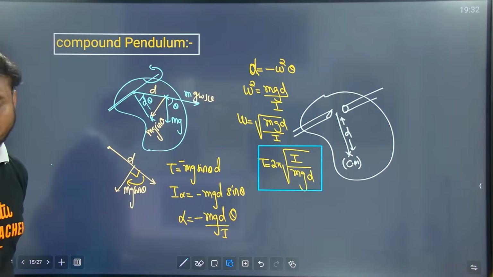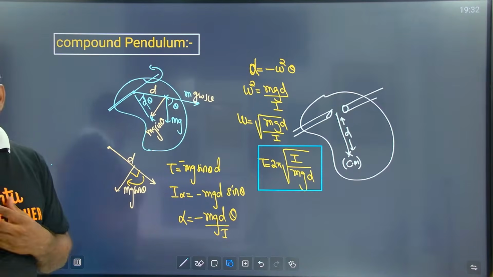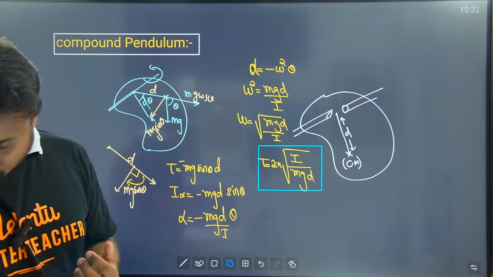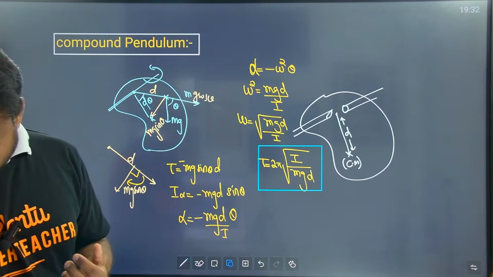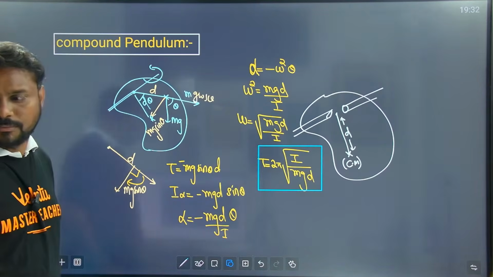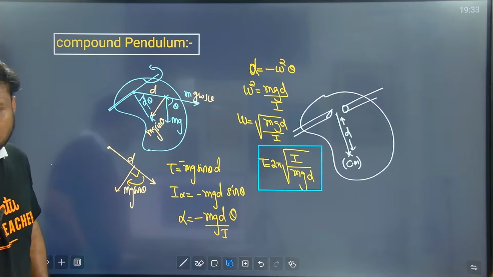Is it clear? Any doubt up to here? Clear. Everyone understood, right? Clear, everyone? Yes. So next one, what are we going to discuss?